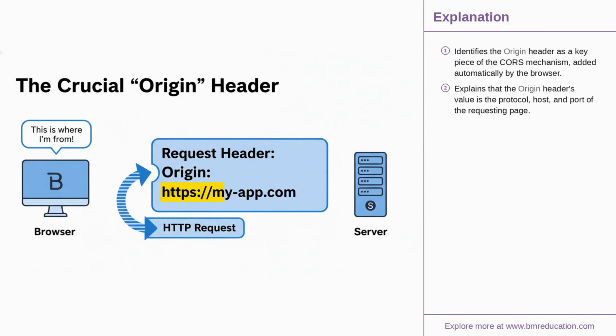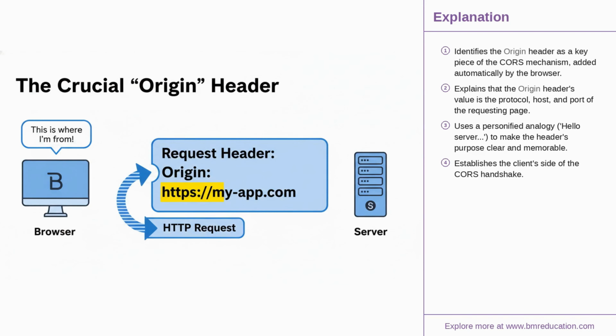That special addition is the origin request header. Whenever a browser makes a cross-origin request, whether simple or not, it automatically attaches this header. The origin header tells the server the protocol, host, and port of the page that initiated the request. It's the browser's way of introducing itself, saying, "Hello, server, this request is coming from https://myapp.com. Are you willing to share your resources with me?"